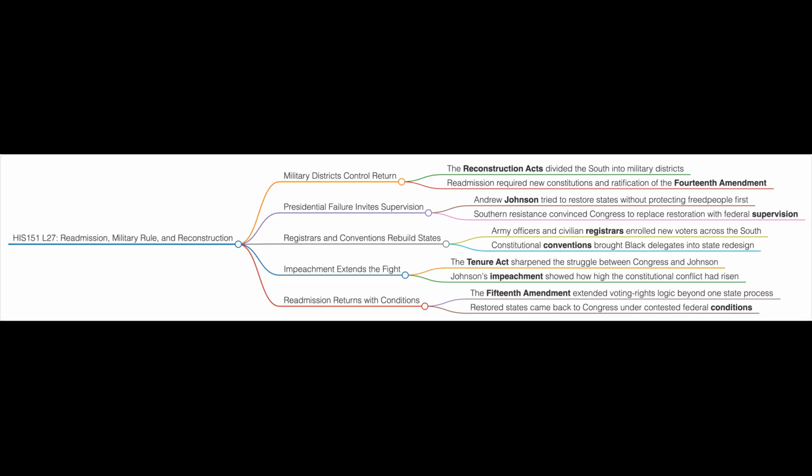That is why the amendment belongs beside the district system, rather than after it as a separate chapter. The districts created the electorate that made new conventions and governments possible. The amendment tried to preserve one major result of that supervised transition when the districts eventually faded. Together, they show Congress moving from temporary coercive structure toward a permanent constitutional claim, while still understanding that permanence on paper would mean little without the means to enforce it.